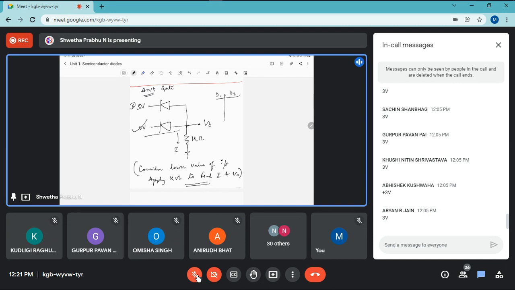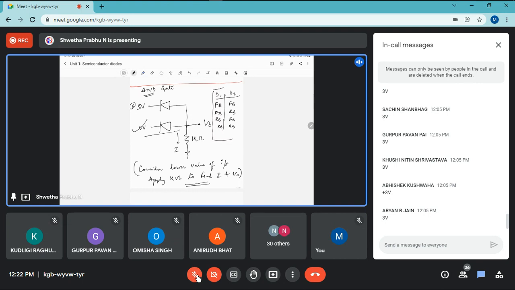So please analyze this problem by considering both as forward biased. One is forward biased and the other one is reverse biased. Next, it is reverse biased and forward biased. Next, both as reverse biased. I'll give you this as an assignment.